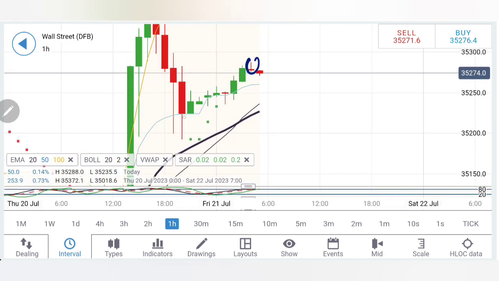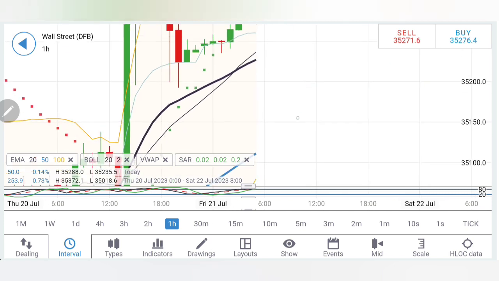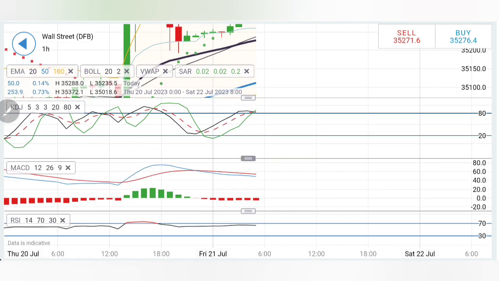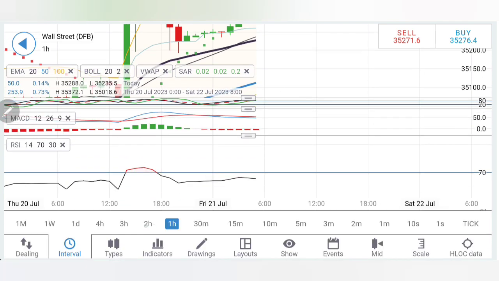I will wait if it breaks below this zone at 35,220 and then 35,200. This is going to be an extremely important support zone. Below 35,200 is where more bearishness will come in. Stochastic overbought, MACD bearish, RSI flat.